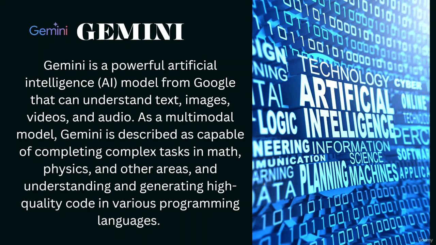As a multimodal model, Gemini is described as capable of completing complex tasks in math. If you give it a complex task in math, Gemini will be able to solve that. If you give it any equation or any type of problem in physics and other areas, it tries to understand your question, decodes it accordingly, and tries to fulfill your need as well. It is also capable of understanding and generating high quality code in various programming languages. As I was telling you, you can use ChatGPT to generate different kinds of code. The same thing is done here in Gemini as well. So it generates high quality code in various programming languages.